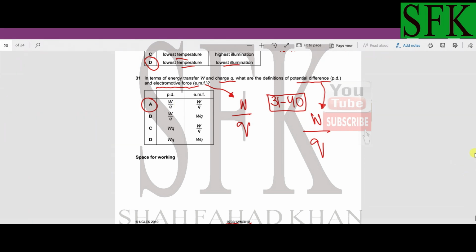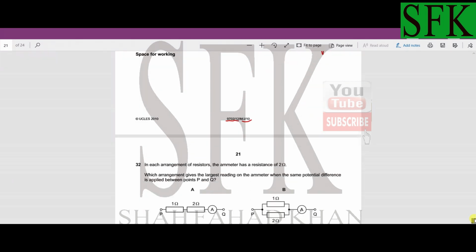Answer option A is correct. Work done by the charge and work done on the charge, that's the only difference between the two formulas. Moving on to the next MCQ.